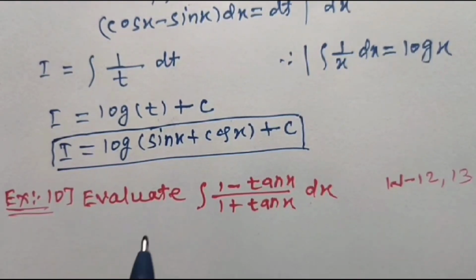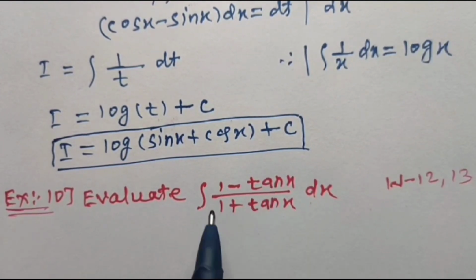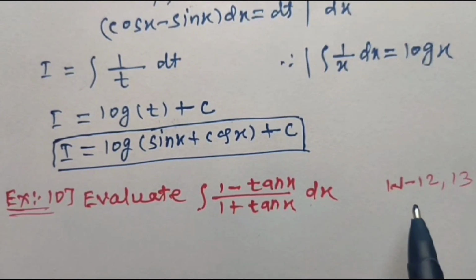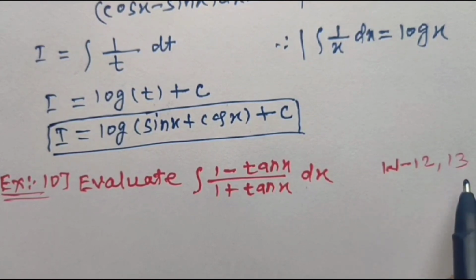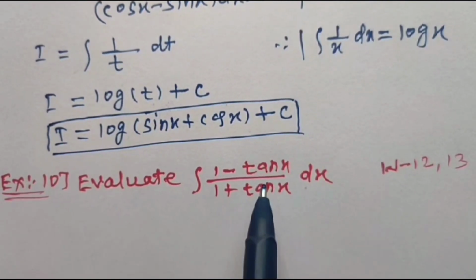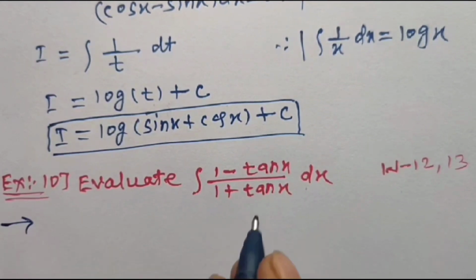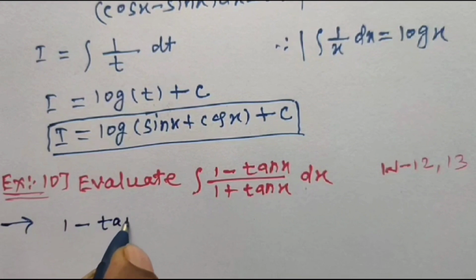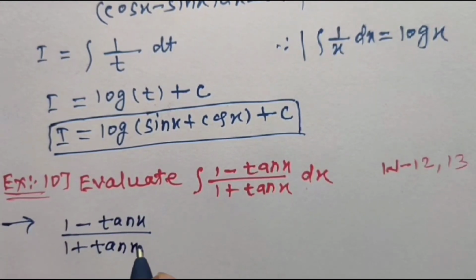Example number 10. Evaluate the integral of, in bracket, in the numerator 1 minus tan x divided by 1 plus tan x, with respect to x. This sum appeared in winter 2012 and winter 2013 for 4 marks. But this sum is nothing but sum number 9. To evaluate this integral, you know tan x is equal to sin x upon cos x. We have to simplify 1 minus tan x divided by 1 plus tan x. Let us simplify this integrand.